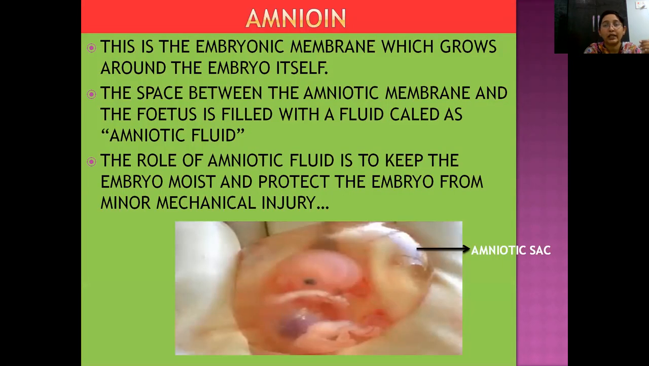Now we will move to the second membrane, that is amnion, that is amniotic sac. You can see here, children, inside there is a fetus and around the fetus, there is a thin membrane. This membrane is called amniotic sac. Inside this membrane, a liquid is filled. This is called amniotic fluid, which is called ummuniru in Telugu. This liquid is most important.